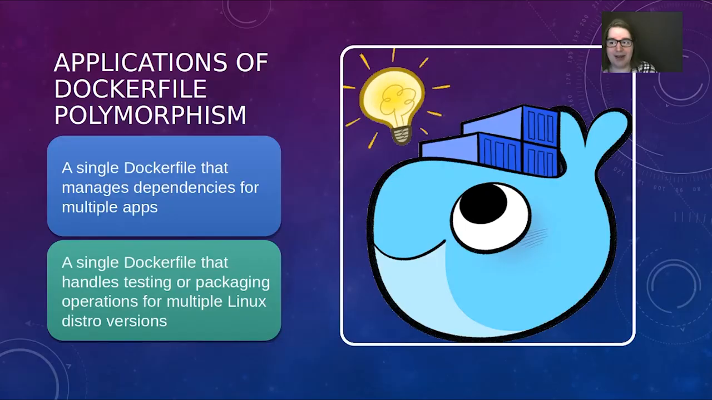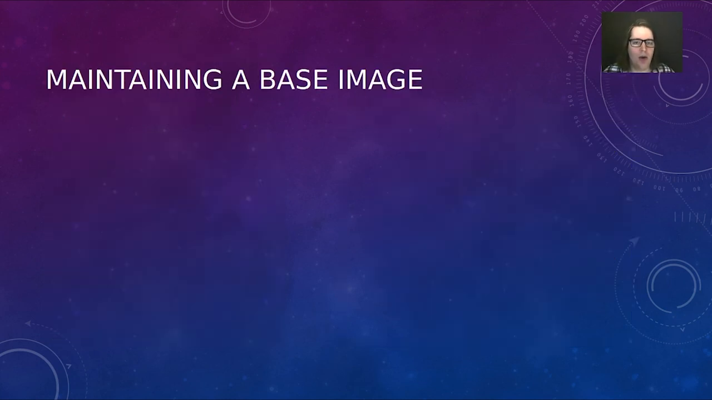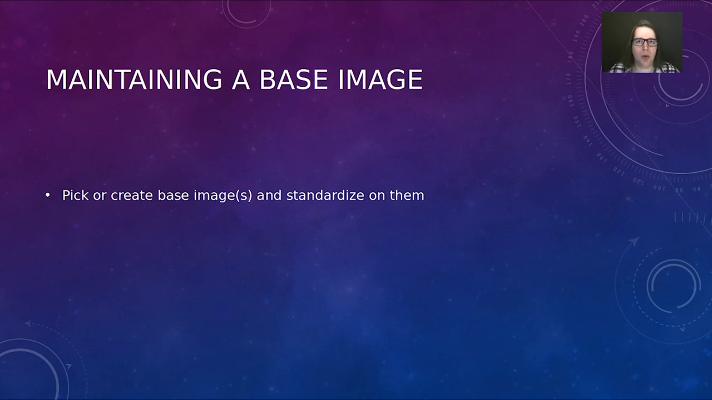So here's some ideas that I have of how you can use all of these concepts in practice to actually stop repeating yourself in Dockerfiles. You can have a single Dockerfile that manages dependencies for multiple apps, and you can have a single Dockerfile that handles testing or packaging operations for multiple Linux distro versions. Now, to get the benefit of this, what you need to do is maintain a base image. Maybe the way that you and your team work, you just need one base image and you standardize everything on that. Maybe there are multiple common stacks that you work with, and so you need 3 or 5 base images. But I think that the important thing is to pick or create base images and then standardize on them.